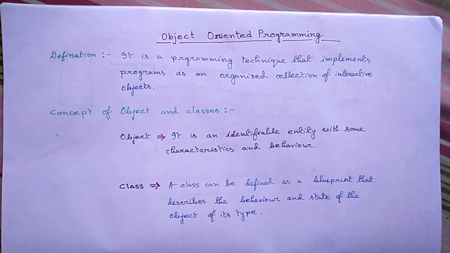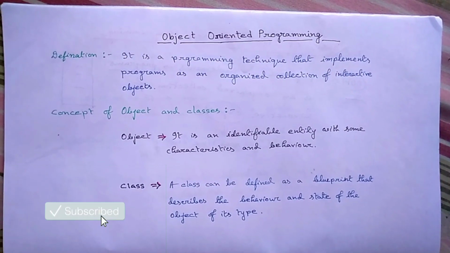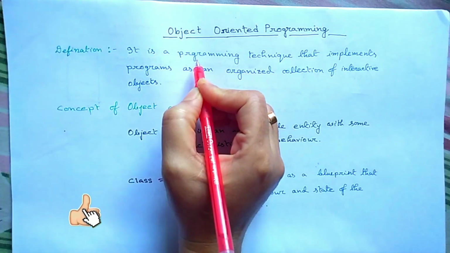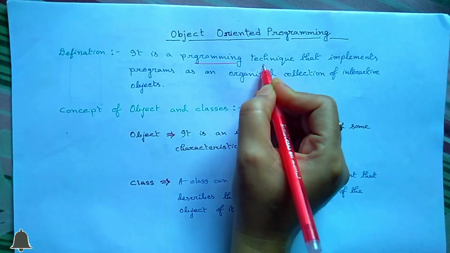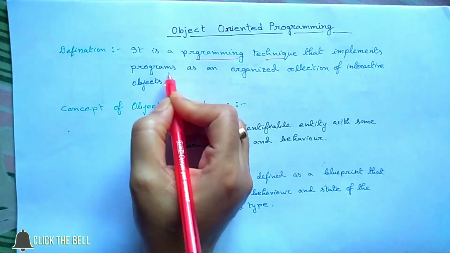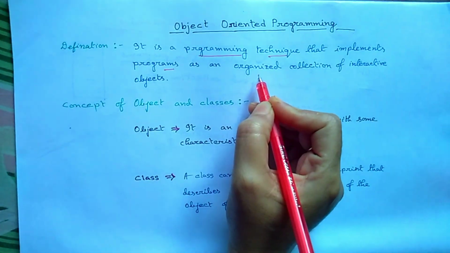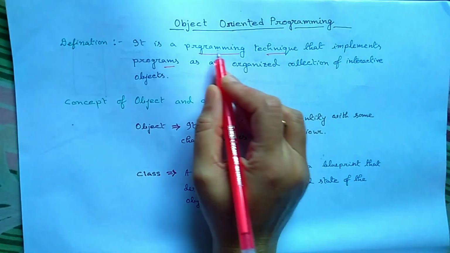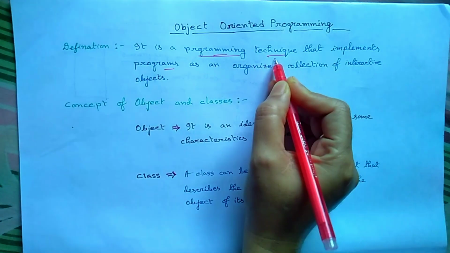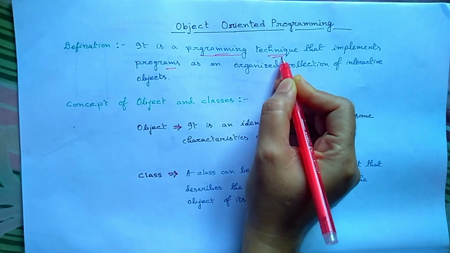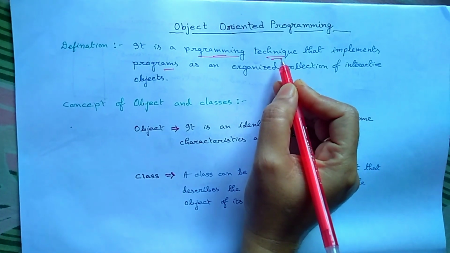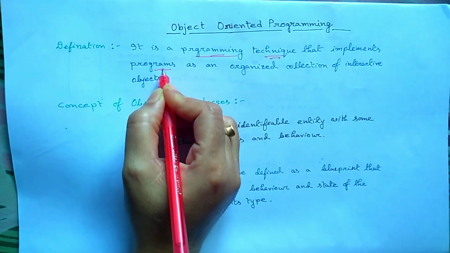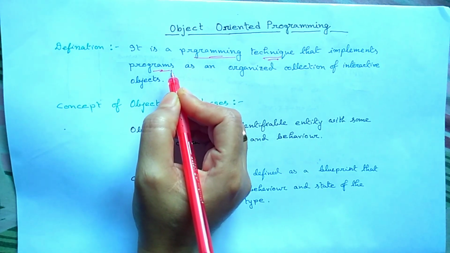Explain about object-oriented programming. First of all, what is OOP? It is a programming technique that implements programs as an organized collection of interactive objects. And what is programming technique? Programming technique means it is a way to write a code. And we know what is a program? That is a set of instructions.